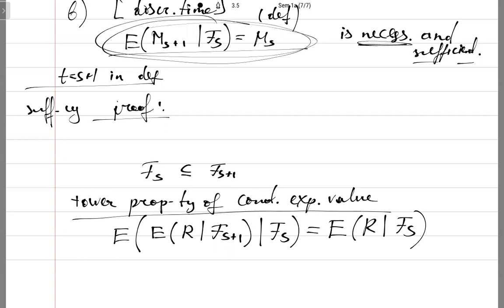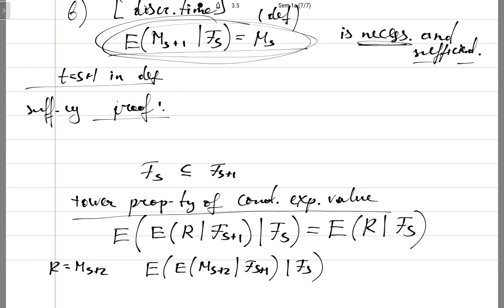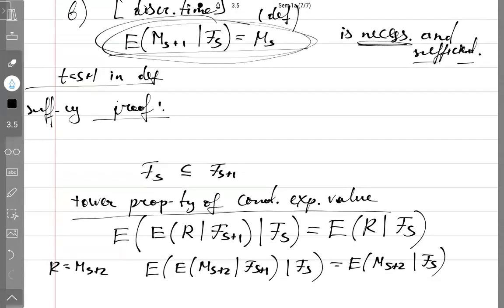That works for any random variable R and for any two sigma algebras when one sigma algebra is bigger than the other. And if I plug in M_{s+2}, I will have the expected value of M_{s+2} given F_{s+1}, given F_s, is the expected value of M_{s+2} given F_s.